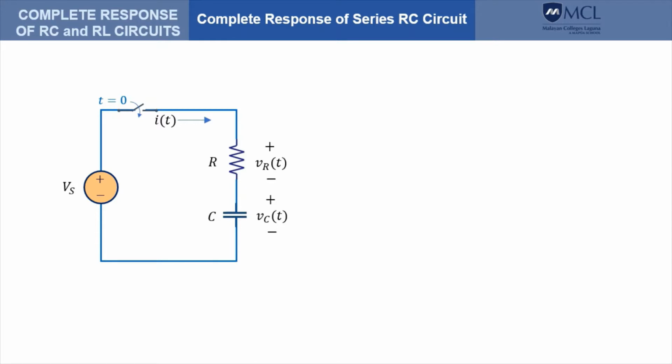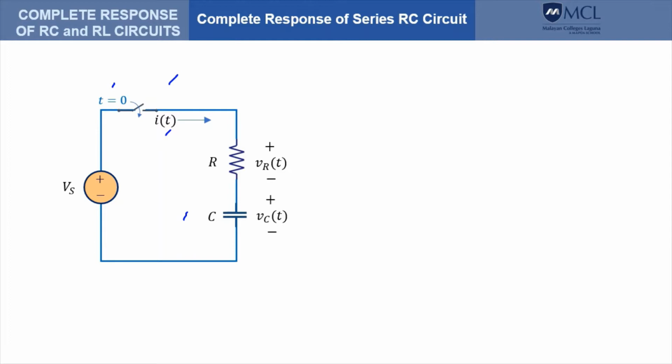Let's work on the series RC circuit first. Here we have a simple circuit with a switch that closes at t equals 0. We want to know the response of the circuit after the switch is closed. Response could mean the voltage across the capacitor or the current through the capacitor. It is sometimes convenient to solve first for the voltage across the capacitor for a series RC.